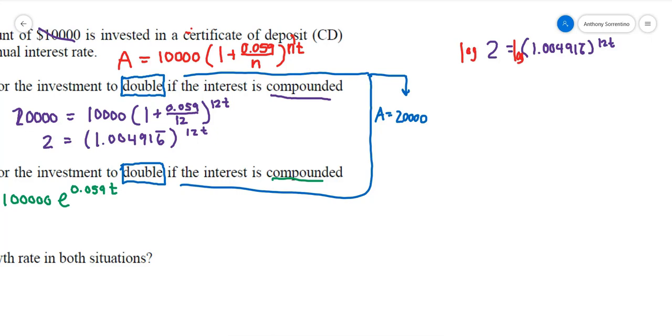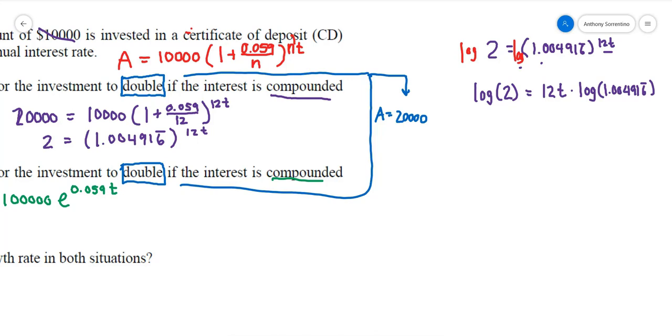Because what that will do is that I'm going to have the log of 2 on this side, and I'll write it as I would put it in the calculator. Realizing that's just going to be a number, since I have a logarithm here now, this 12t can be brought in front. So 12t times the log of 1.004916 repeating.